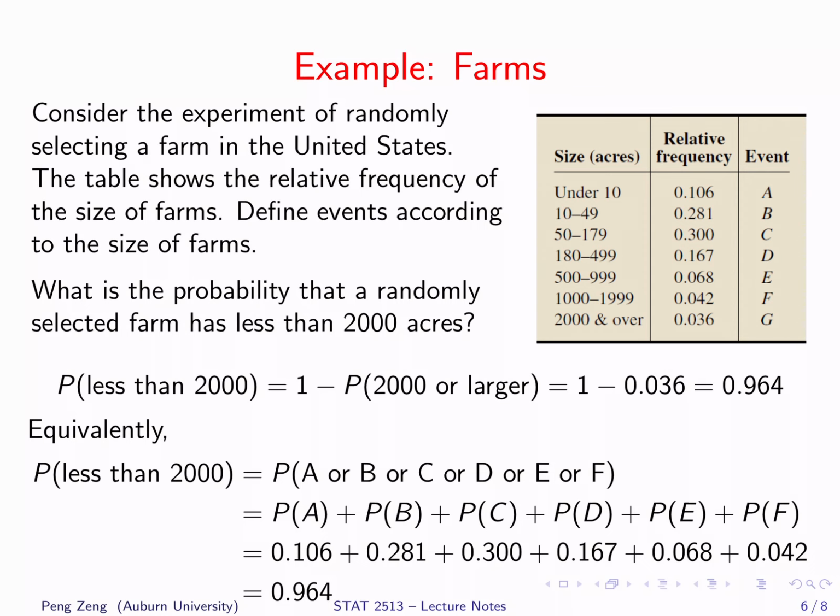We can add the probabilities of events A, B, C, D, E, F together, which leads to the same answer, 0.964. This problem can be solved using either the complementation rule or the special addition rule. However, the complementation rule is easier for this problem.